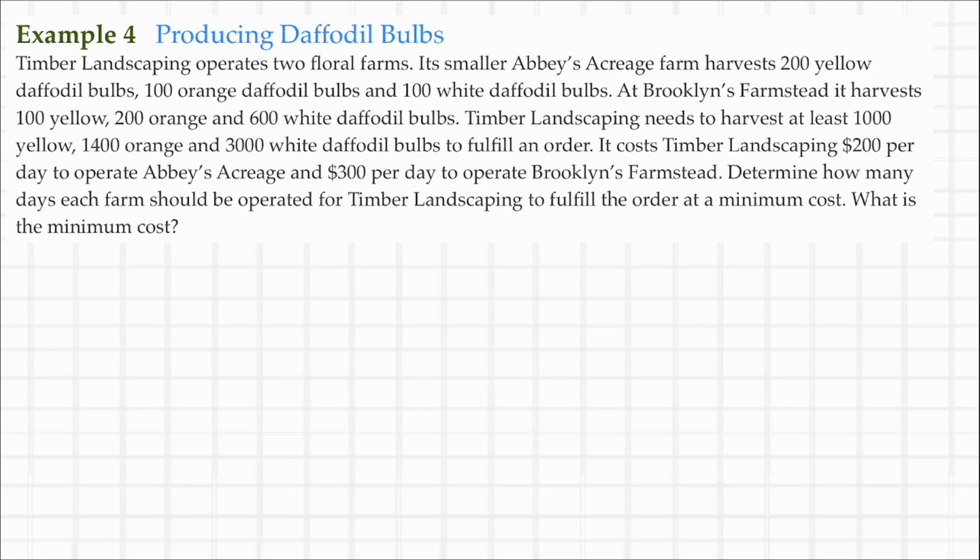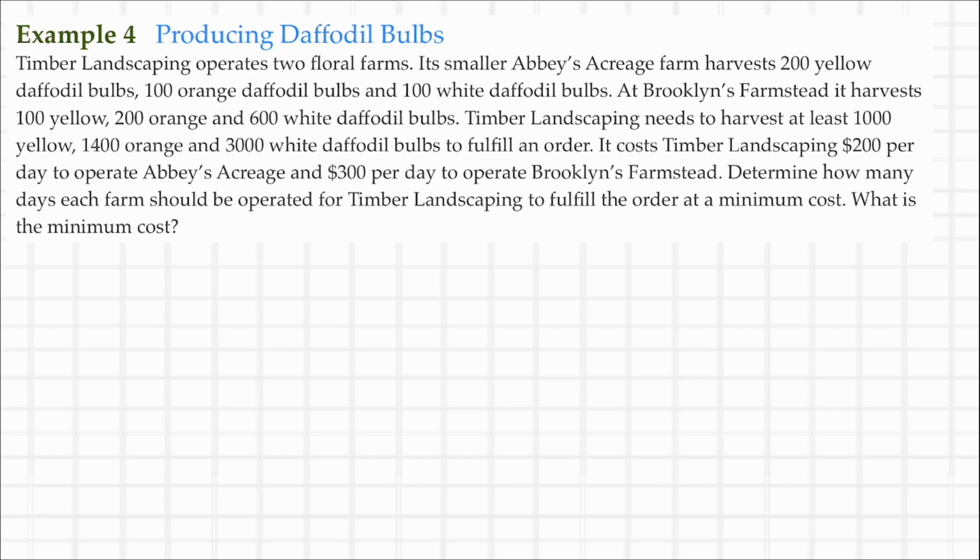It costs Timber Landscaping $200 per day to operate Abby's Acreage and $300 per day to operate Brooklyn's Farmstead. Determine how many days each farm should be operated for Timber Landscaping to fulfill the order at a minimum cost. What is the minimum cost?